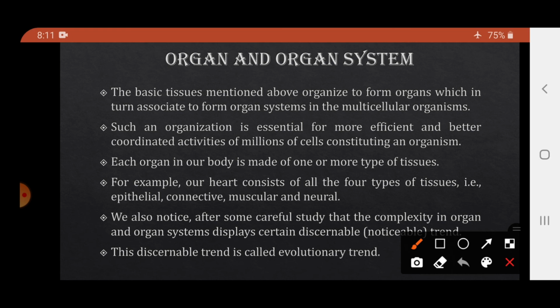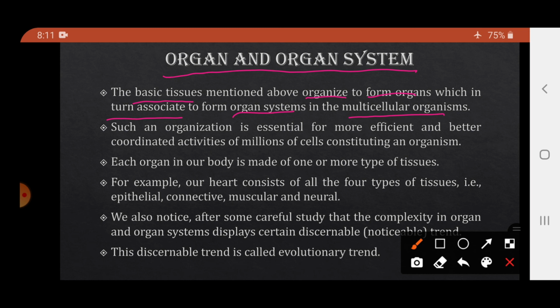न्यूरल टिश्यू को हम डिटेल में लास्ट चैप्टर्स में स्टडी करेंगे। एंड लास्टली लेट अस बिगिन विद द ऑर्गन्स एंड ऑर्गन सिस्टम। हमने ये तो देखा कि अभी टिश्यूज़ हमने देख लिए। नाउ ये टिश्यूज़ वो प्रॉपर अमाउंट में ऑर्गेनाइज होकर क्या बनाएगी, ऑर्गन्स। सो द बेसिक टिश्यूज मेंशन्ड, दे ऑर्गेनाइज टू फॉर्म द ऑर्गन्स which in turn associate to form the organ system in the multicellular organisms.